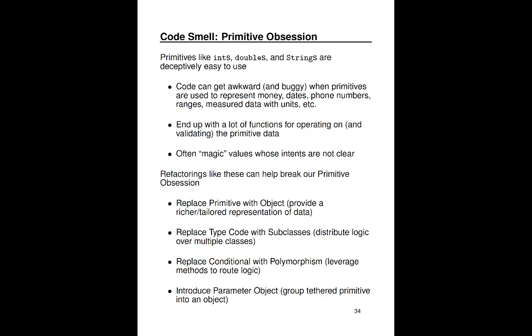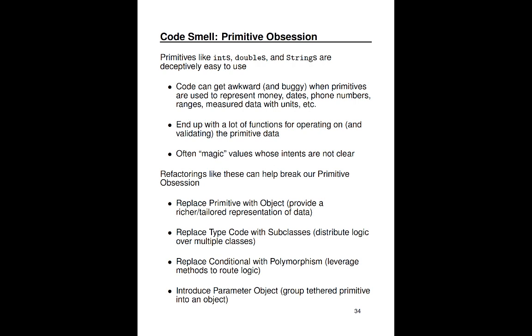When primitives are used to represent money, dates, phone numbers, number ranges, or data that's measured with units, something like miles per hour, it can get really awkward to use primitives in these situations, and you can have inadvertent bugs in your code. You also end up with a lot of what I would call C-style functions that operate on the primitive data and perform things like validation on them. You also end up with a bunch of magic numbers or magic values whose intents aren't necessarily clear just by looking at the data. What does the number 5 mean exactly, right?